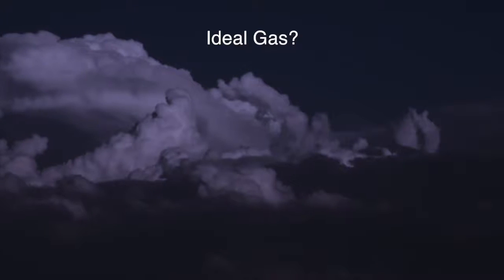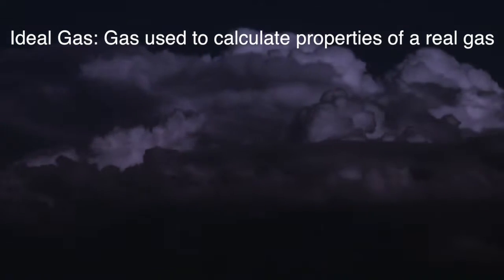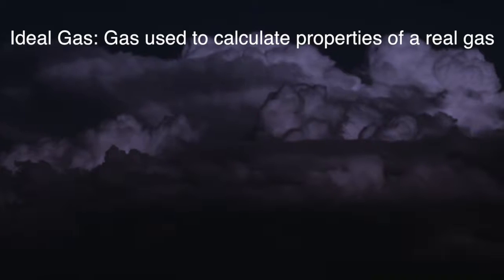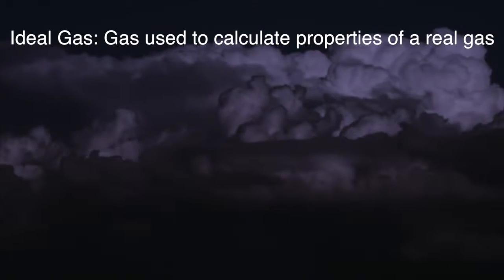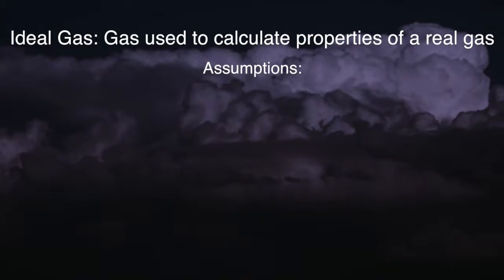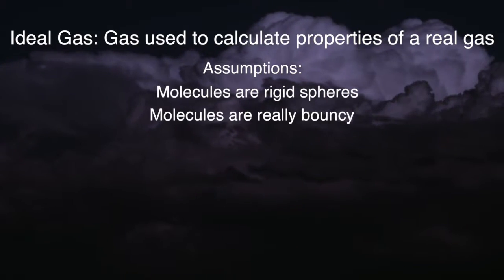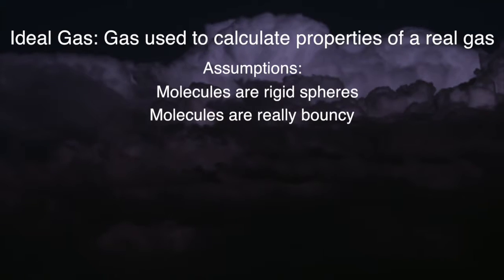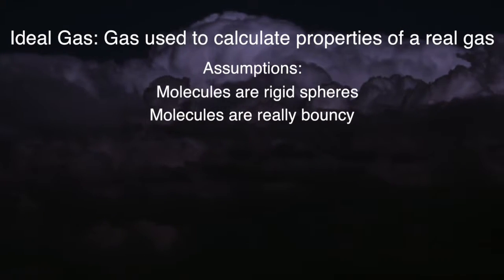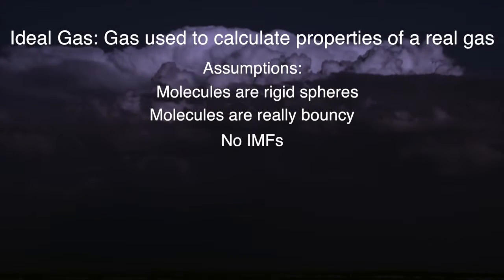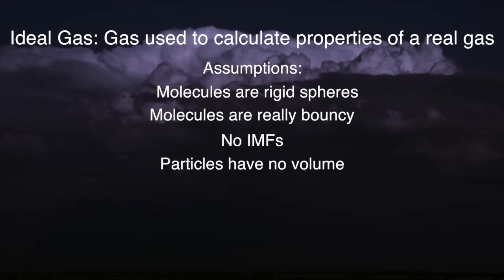Speaking of the ideal gas law, you may be wondering what an ideal gas is. An ideal gas is a theoretical representation of a gas that is used to calculate the properties of a real gas using formulas like the ideal gas law. Laws concerning ideal gases work because of a few false assumptions about the atoms or molecules that make up a gas. These assumptions are that the molecules behave as rigid spheres, all collisions are 100% elastic, meaning there is no energy loss when molecules of the gas collide. It is also assumed that there are no intermolecular forces between molecules or atoms, and the particles have no volume.